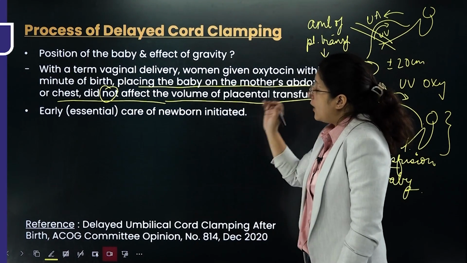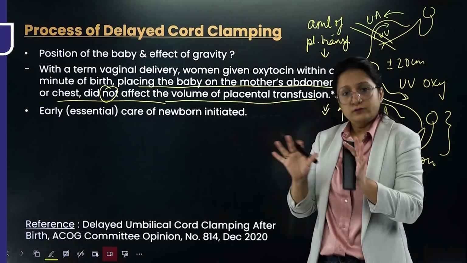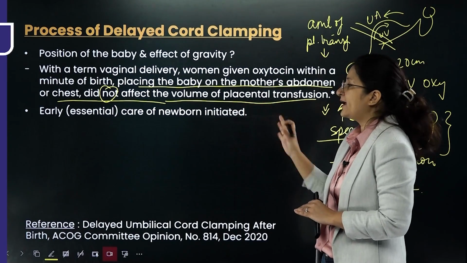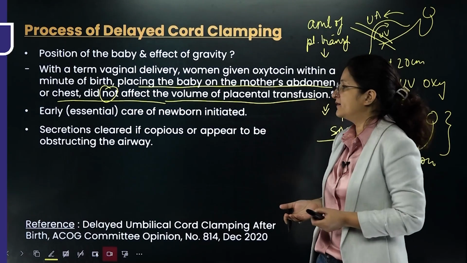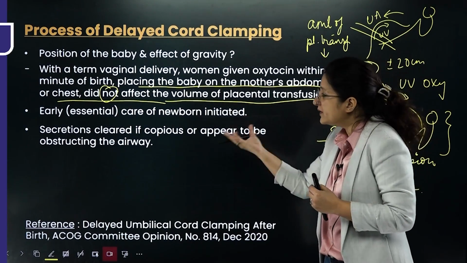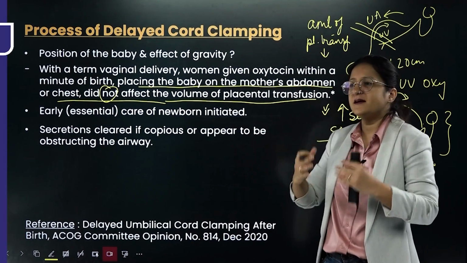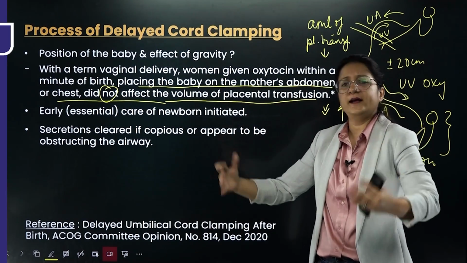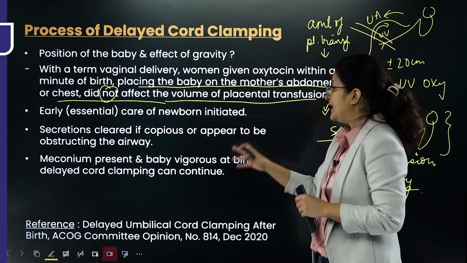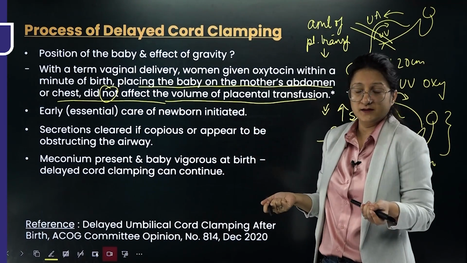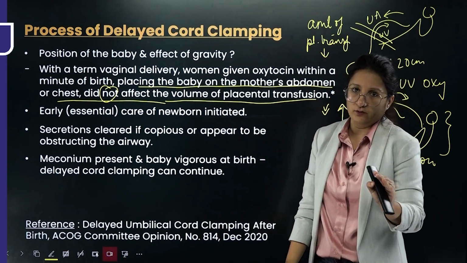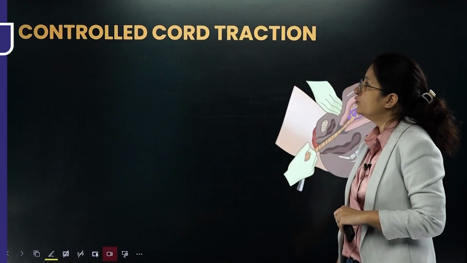Also remember that as and when you are following the process of delayed cord clamping, your early essential care of the newborn is initiated, right? Secretions are cleared, if they are copious or they appear to be obstructing the airway. Otherwise, a good vigorous newborn who's crying is good enough, isn't it? Meconium if present and the baby is vigorous at birth, then also delayed cord clamping can continue. So these are important points to note.